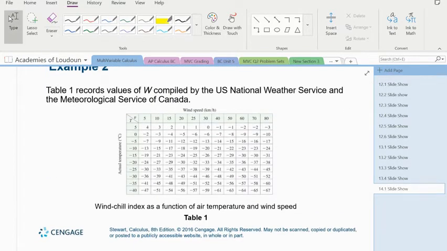So Table 1 records some values of W as compiled by the U.S. National Weather Service and the Meteorological Service of Canada. So we can see that if the temperature, for example, is negative 5 degrees Celsius, and the wind speed is 50 kilometers per hour, then subjectively it would feel as cold as the temperature of about negative 15 without wind. So therefore, f of negative 5, 50 is equal to negative 15.